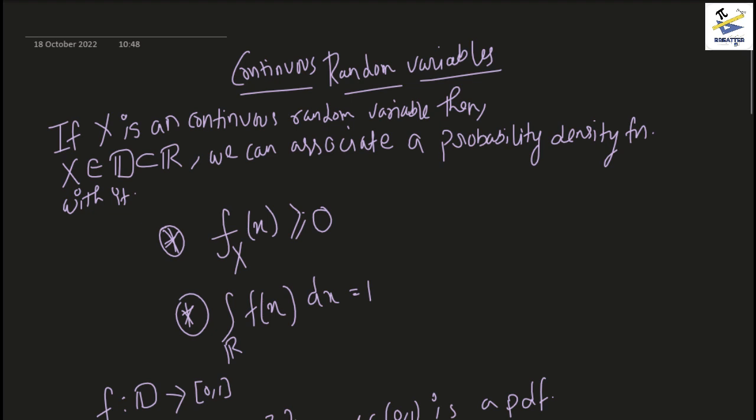Continuous random variables. Now the thing is, if X is a continuous random variable, then it will take on some values from a set D. So X will take some values from a domain D, which is a subset of the real numbers R, and what we can define is we can associate a PDF with it, and I will define the PDF below.